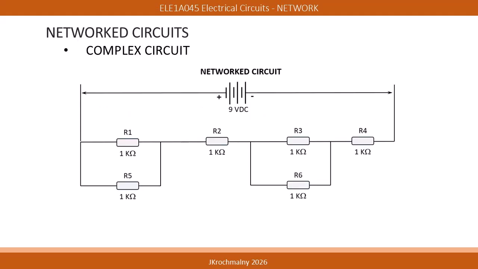I will use this graphic in this presentation covering networked circuits. Identified is a 9-volt direct current battery shown at the top of the drawing. Notice that resistor R1 is in parallel to the R5 resistor. The resistors R3 and R6 are also in parallel on the other side. Both of these parallel circuits are in series with resistors R2 and R4.